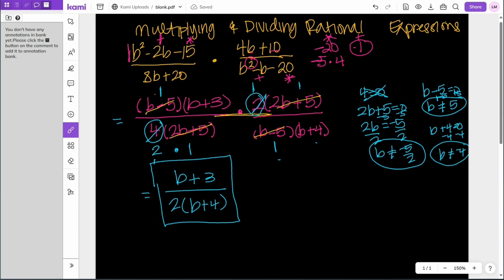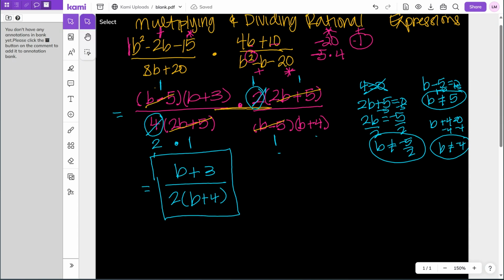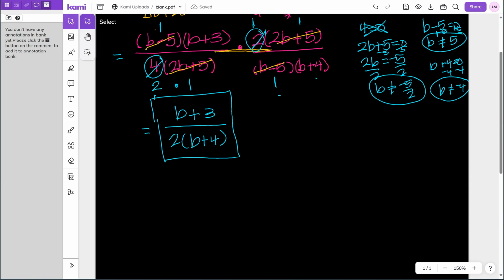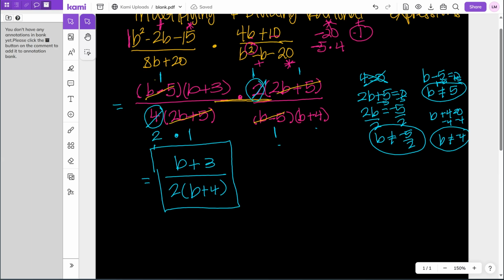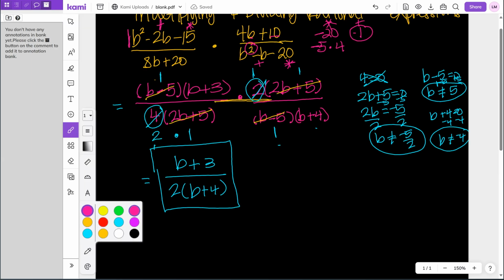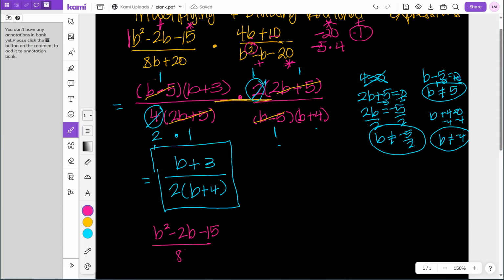Okay, here's the cool thing about dividing. You already know how to do this. Okay, so my problem would have started out looking like this. I'm going to use the same problem. We're not going to work through it. I just want to show you. My problem would have started out b squared minus 2b minus 15 divided by 8b plus 20. And then it would say divided by, so pay attention to your symbols, b squared minus b minus 20 divided by 4b plus 10.